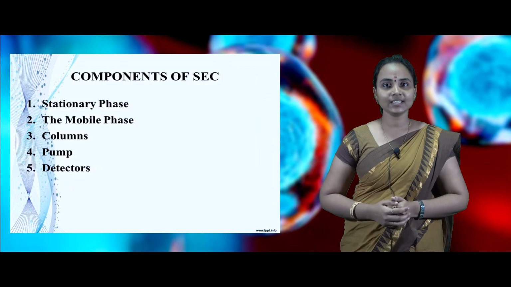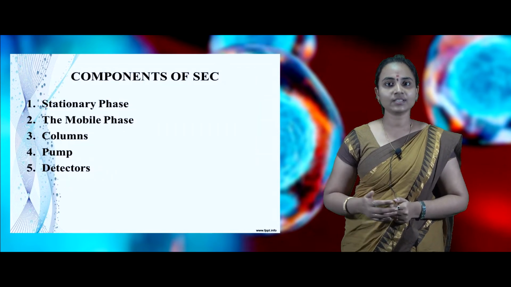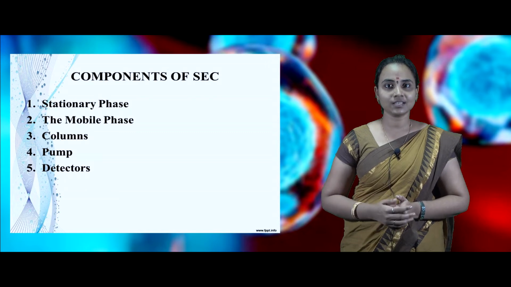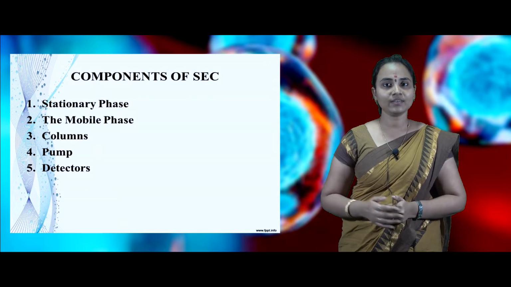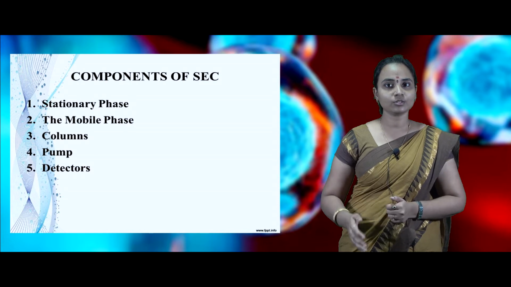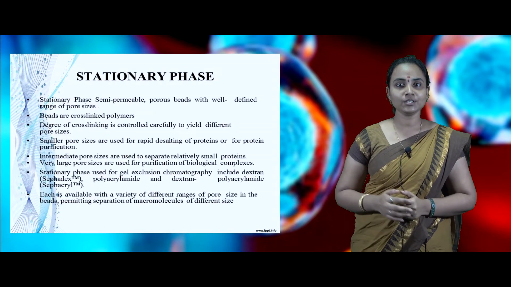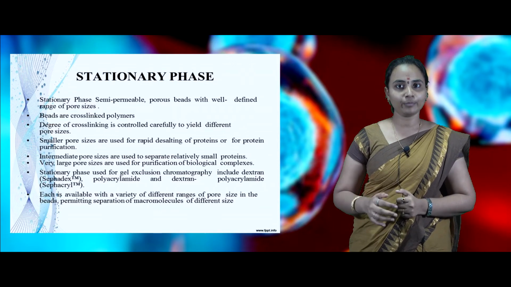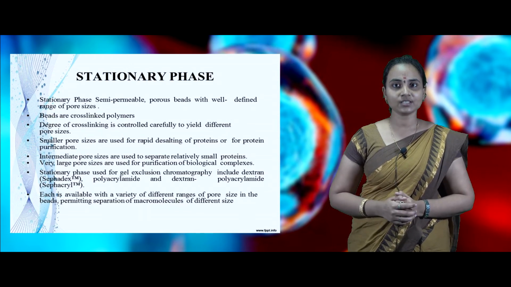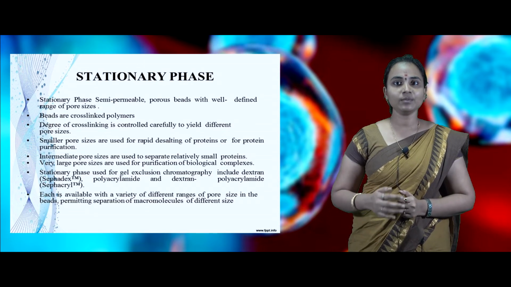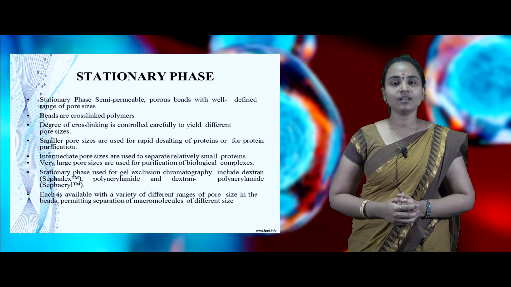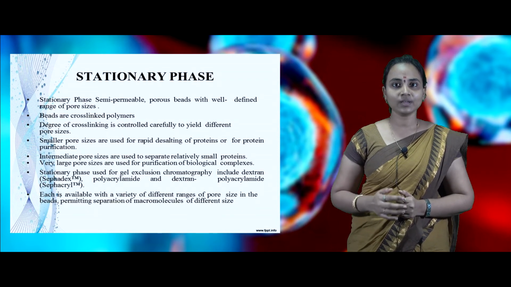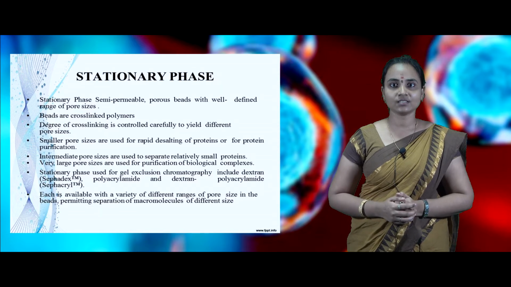Let us see in detail the different components of size exclusion chromatography, which include the stationary phase, mobile phase, different types of pumps, detectors and different types of columns. Coming to the stationary phase, it is nothing but a semi-permeable membrane of porous beads. These porous beads can be of different size ranges, and they are mainly made up of different polymers with different cross-linking stages, whereas the degree of cross-linking should be controlled for the different range of sizes of pores.